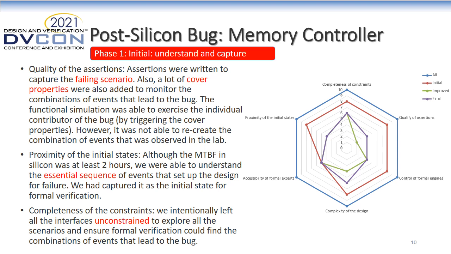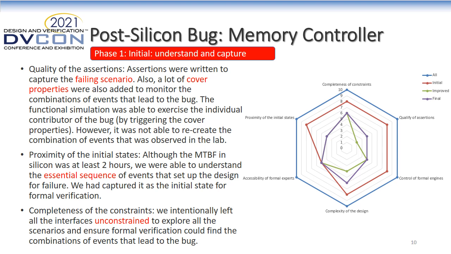Now, for assertions, they were written to capture the failure scenario. And since we don't know what caused the bug, a lot of cover properties were written to monitor the combination of events that lead to the bug. Now, simulation was able to exercise some of them, but simulation was not able to exercise the bug.